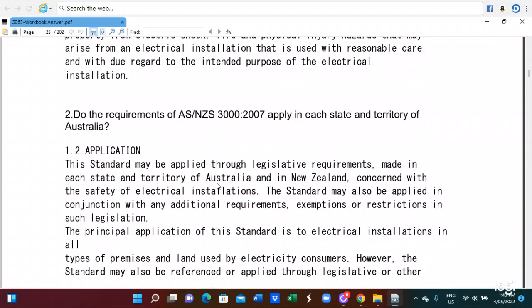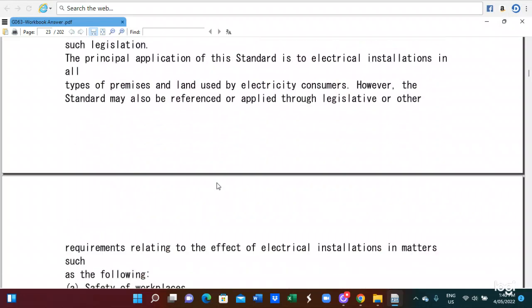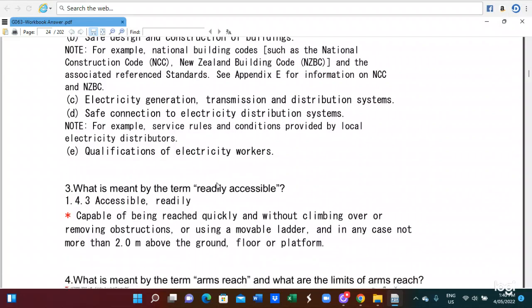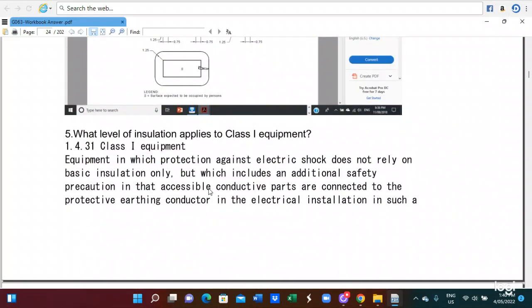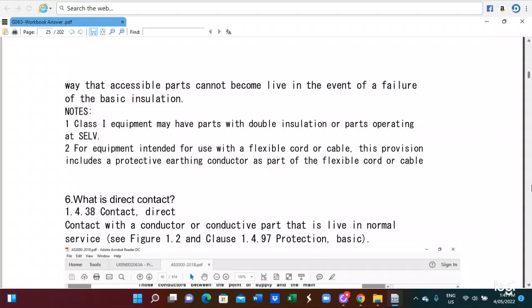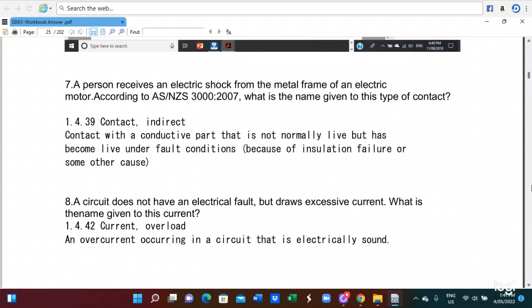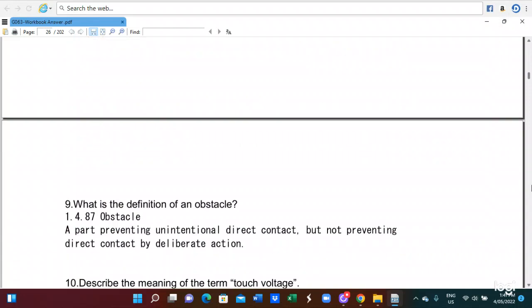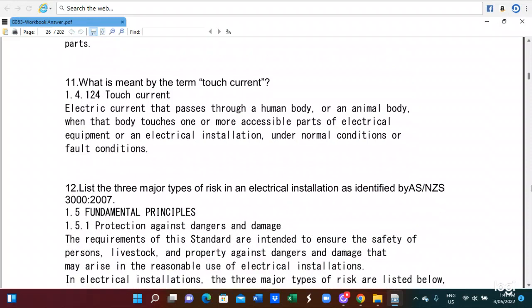application. So then you have to read this, page 23. Rarely accessible is on page 24. So this is the definition of rarely accessible. Here we are talking about Class 1 equipment, and the definition of direct contact. And also the definition of care, and the definition of touch current and touch voltage.